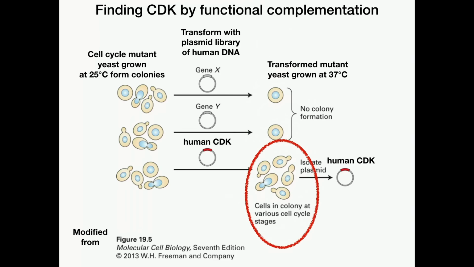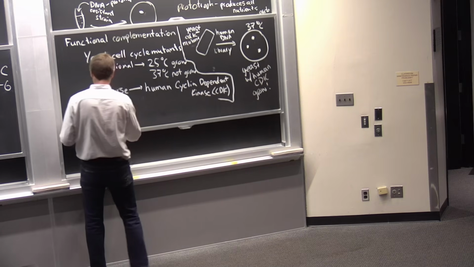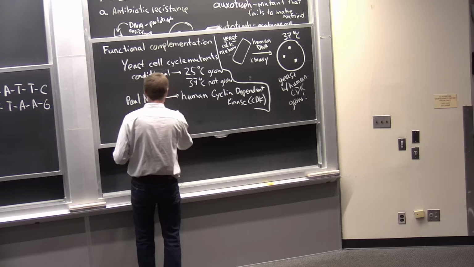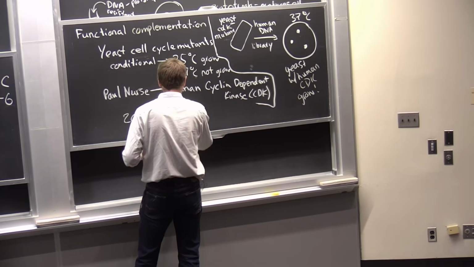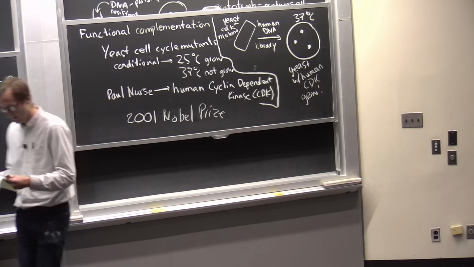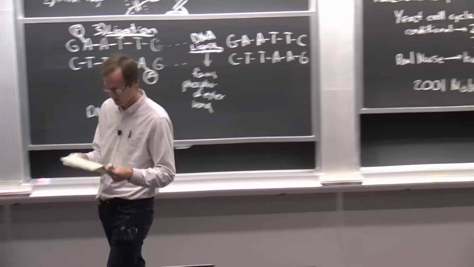And boom, Paul Nurse wins a Nobel Prize, and the rest of the yeast field as well, or a number of people who are working on cell cycle mutants. This is one of the experiments that led to the 2001 Nobel Prize for a bunch of yeast cell cycle geneticists.